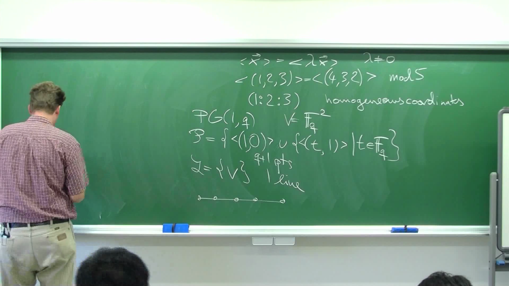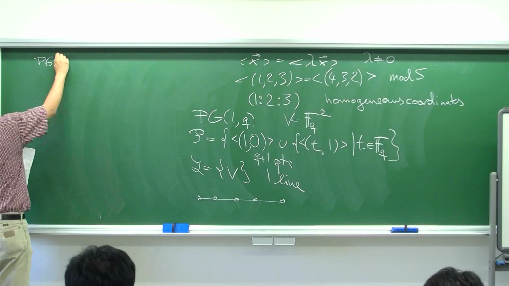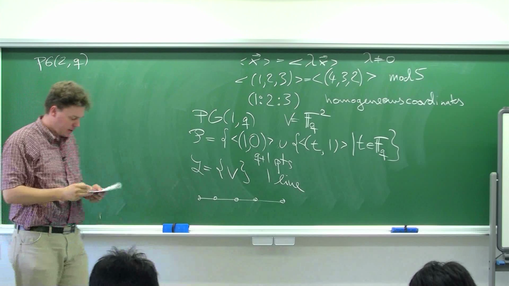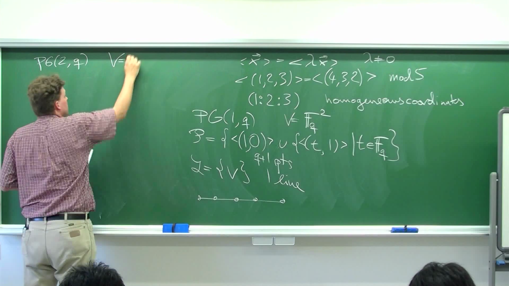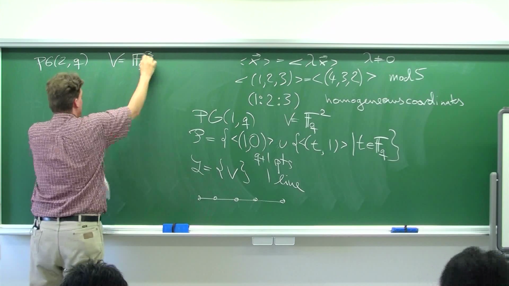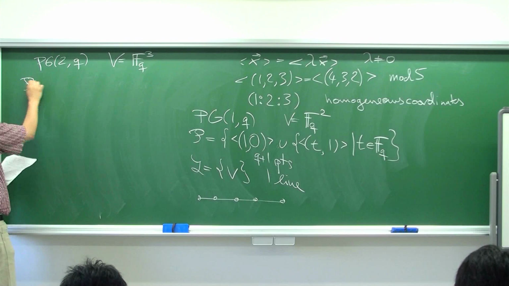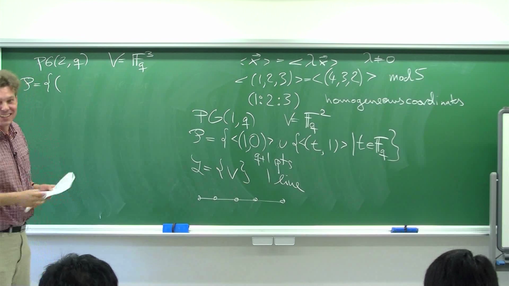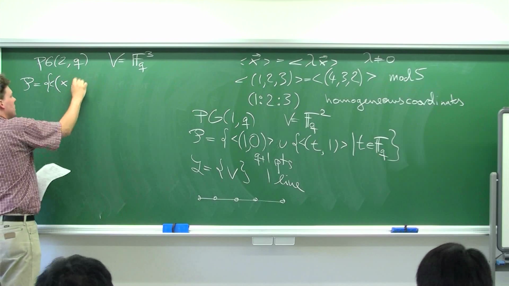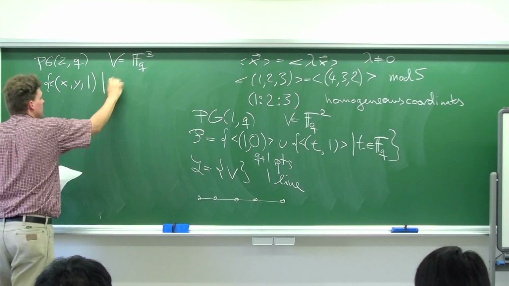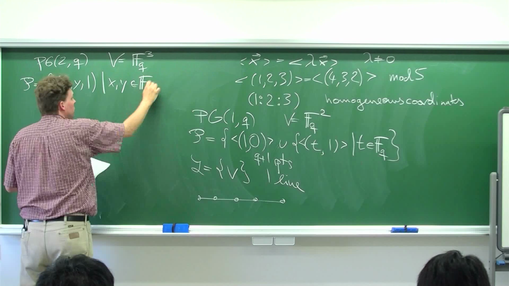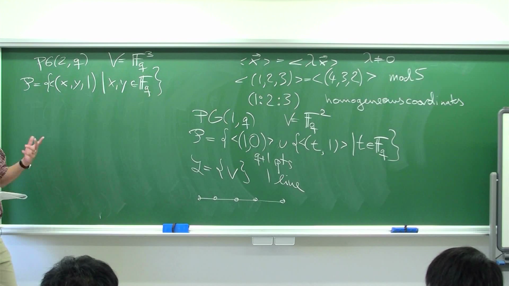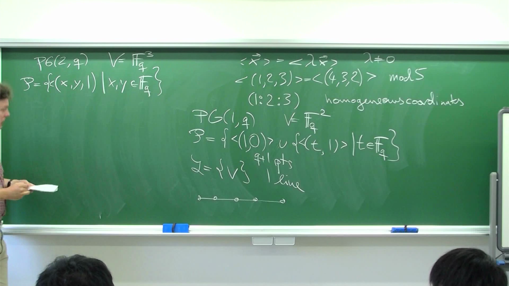So let's move up to dimension 2. In other words, projective planes. The vector space is F_q cubed. And the set of points. And check that I don't forget anything. So I could choose something like this, (x, y, 1), where x and y are in F_q. Yeah. That's already q squared possibilities.